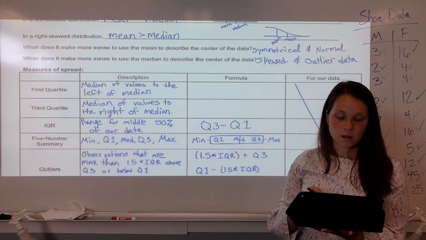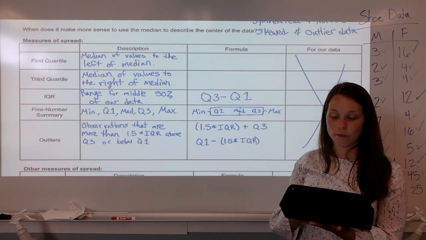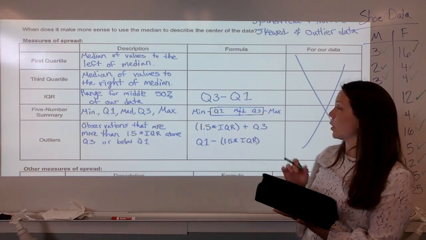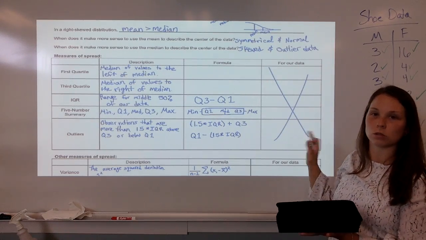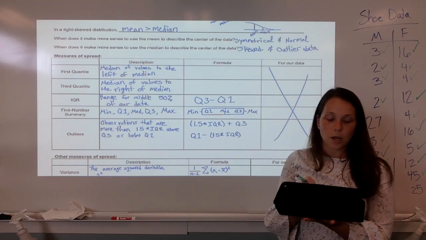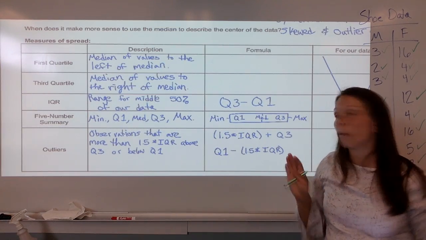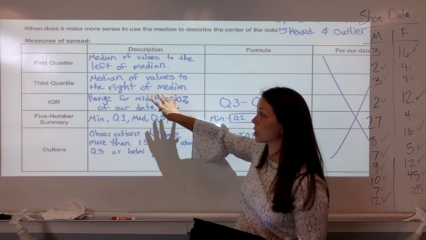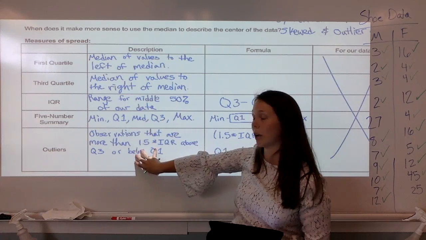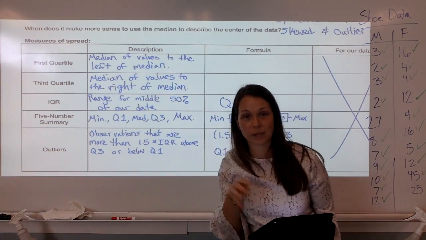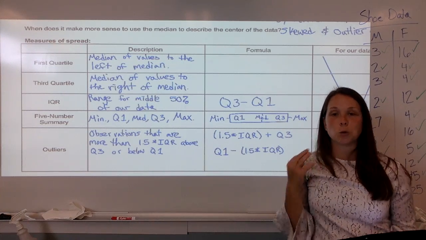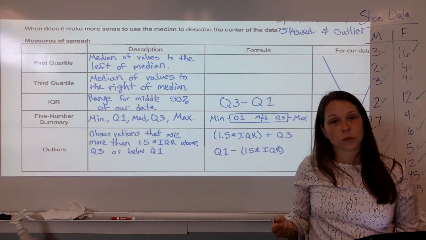For our measures of spread or variability, now, I know there's this column of 4-hour data. We're not really going to worry about that right now, so you can just put an X through it. So measures of spread: we have first quartile, third quartile, IQR, 5-number summary, and outliers. This first part is going to be setting you up for a box plot. You likely remember this from Algebra 2, but that's what they're doing.